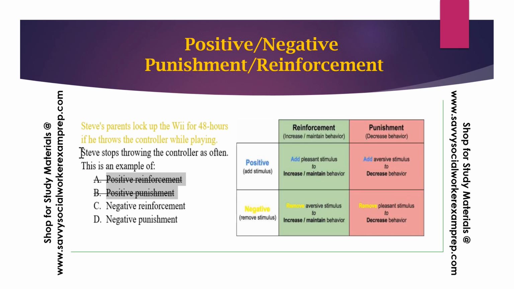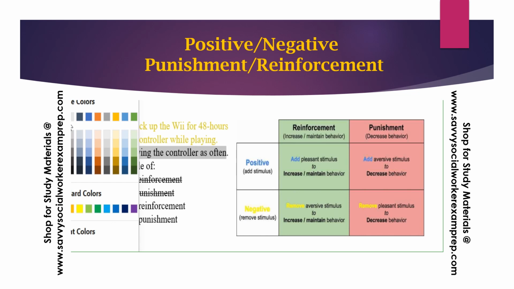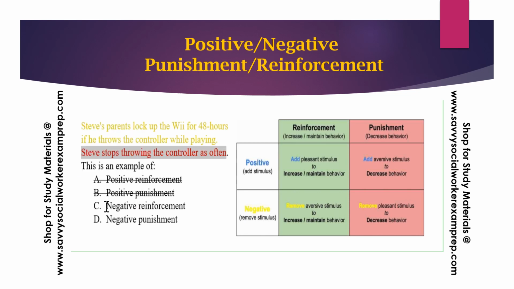And then the other side of that, Steve stops throwing the controller as often. That is the behavior. So the behavior that was in question has decreased. So that lets me know that that's punishment. They gave a negative. They removed something, which is the Wii for 48 hours. They took something away, so that made it a negative, and that decreased his behavior of throwing that remote. So that's negative punishment.